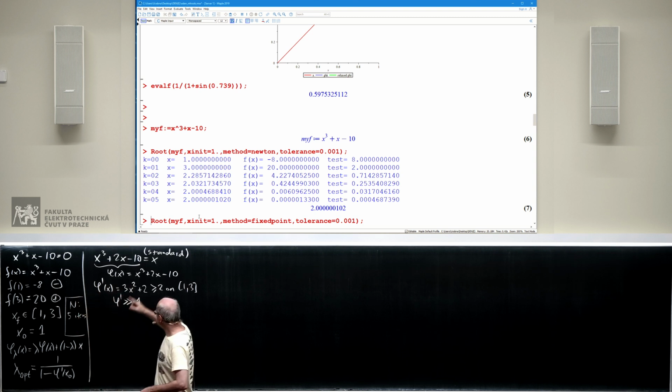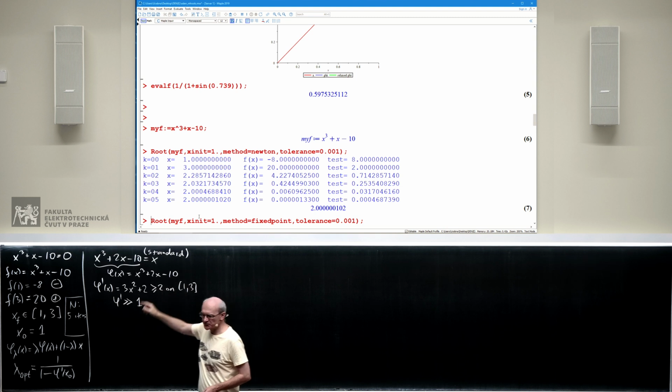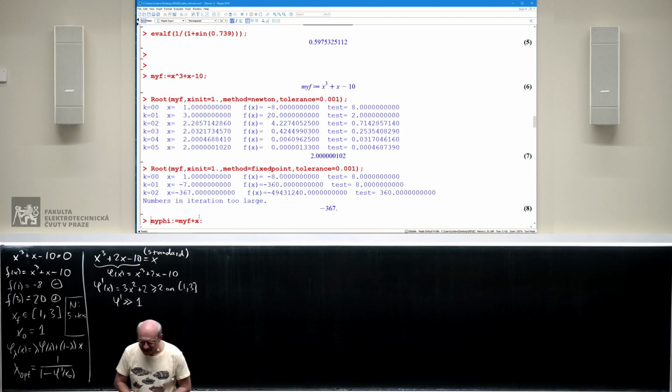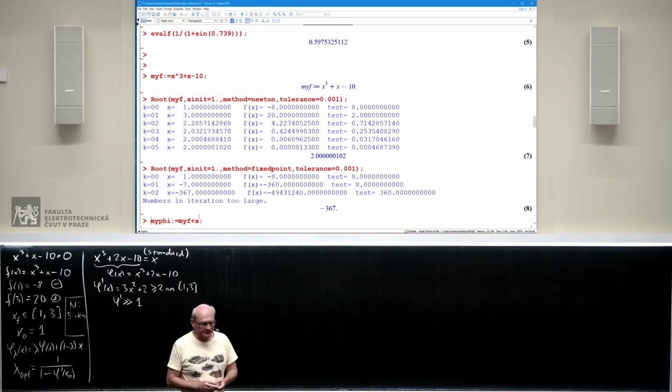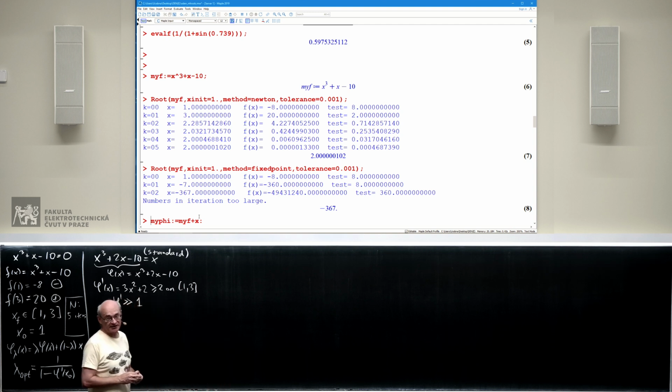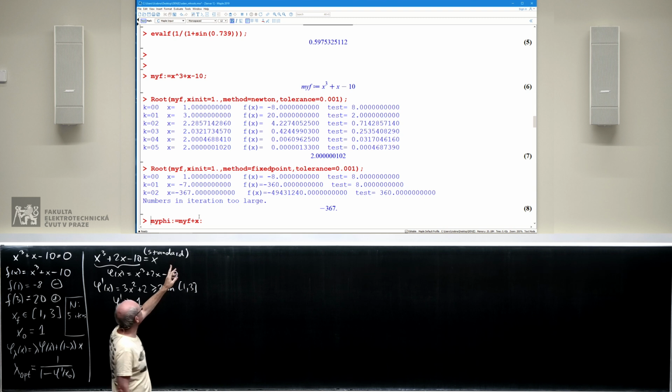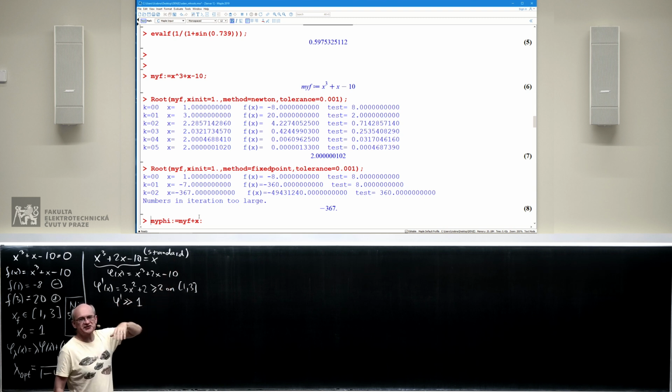Now, if I try the standard fixed point theorem iteration, I can actually just call on my procedure. And after 3 iterations, that was really quick, the procedure refused to work anymore because it says the numbers in iteration are too large. That's another check. There are essentially 2 checks.